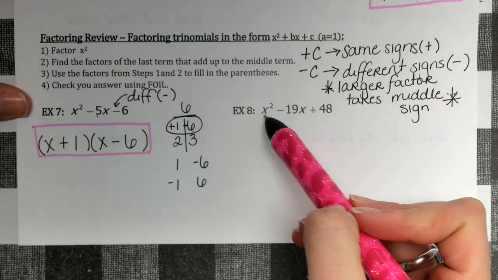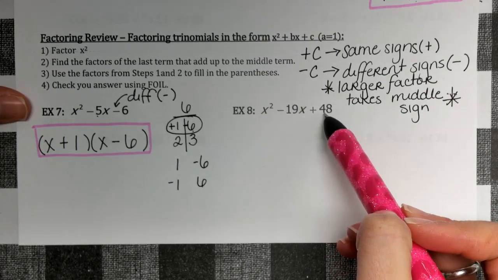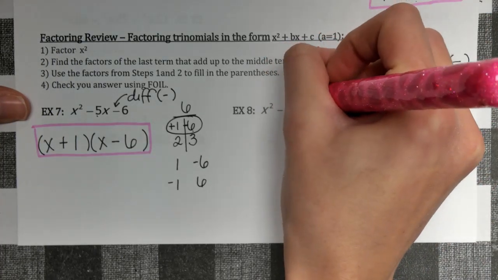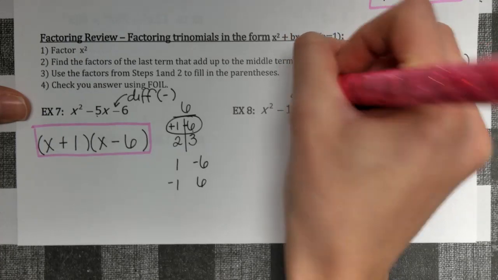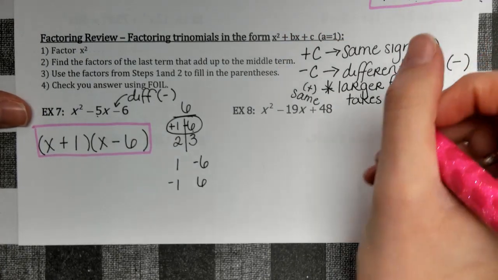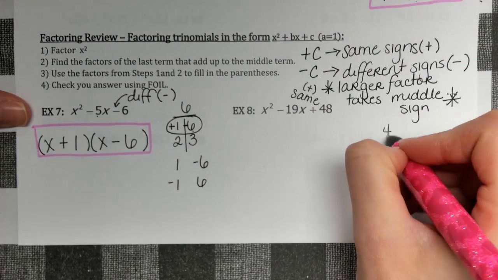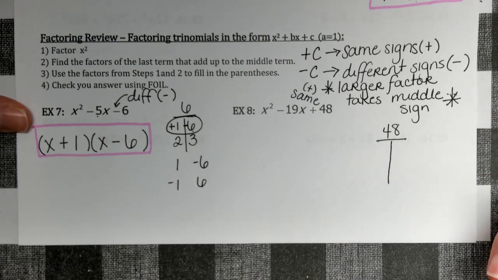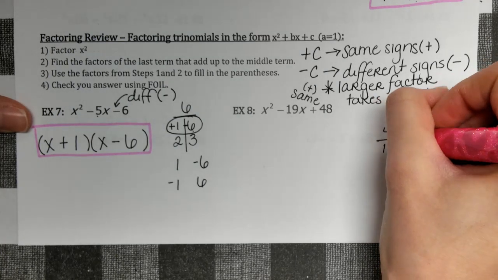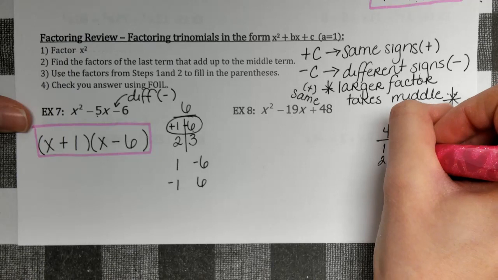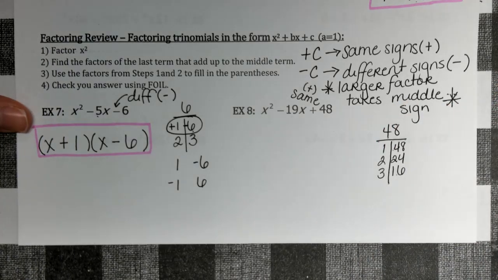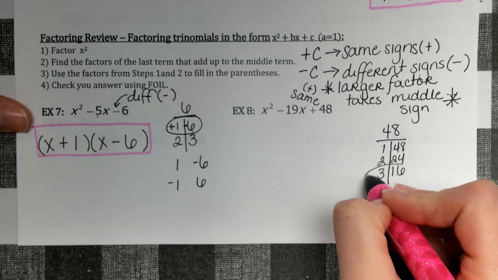So then my next one, x squared minus 19x plus 48. My 48 is a plus, so that means they're going to be the same. I'm going to add to get 19. So my factors of 48 that will give me 19, are what? I have 1 and 48, 2 and 24, 3 and 16. 3 and 16 will give me my 19.